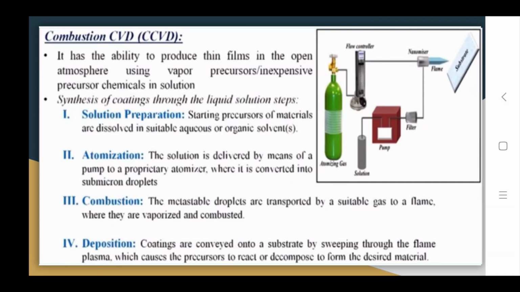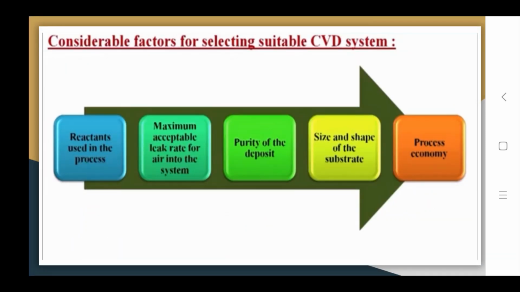Now we are going to discuss what are the considerable factors for selecting a suitable CVD system. So the first factor is the reactant used in the process. Next one is the maximum acceptable leak rate for air into the system. The third factor is the purity of the deposit, and then the size and shape of the substrate, and the last one is called process economy.